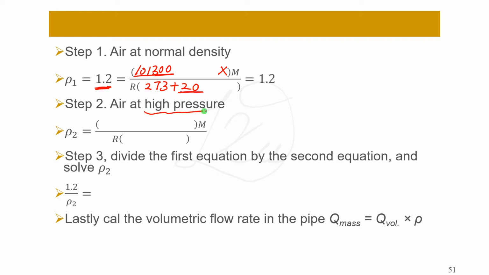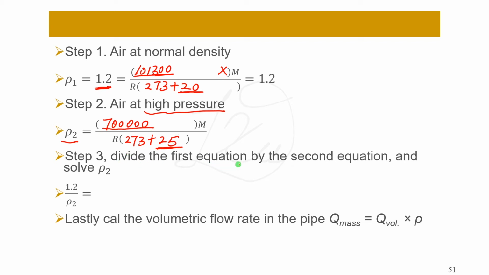At higher pressure, we have rho 2 equals 700,000 times M divided by R, and the temperature is 273 plus 25. So this is the pressure and this is the temperature.